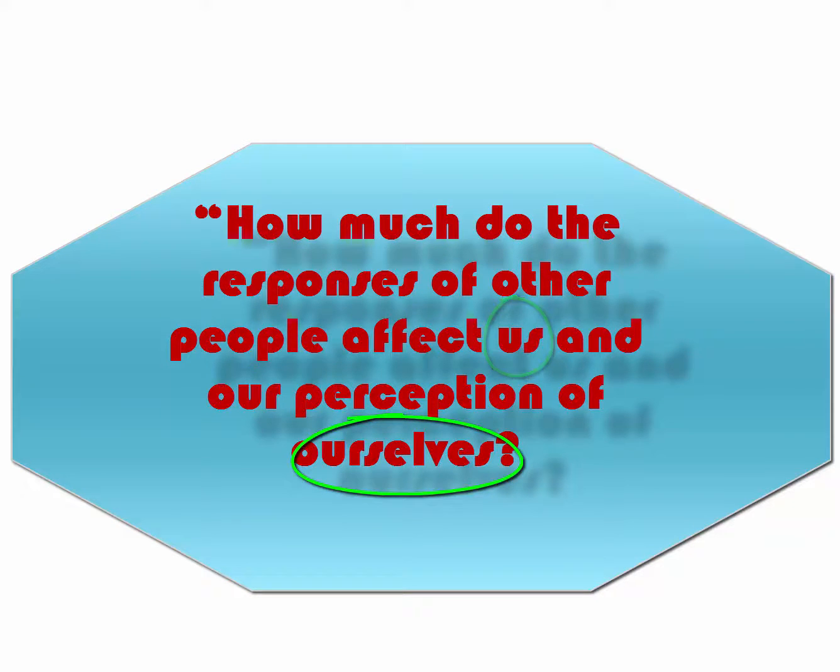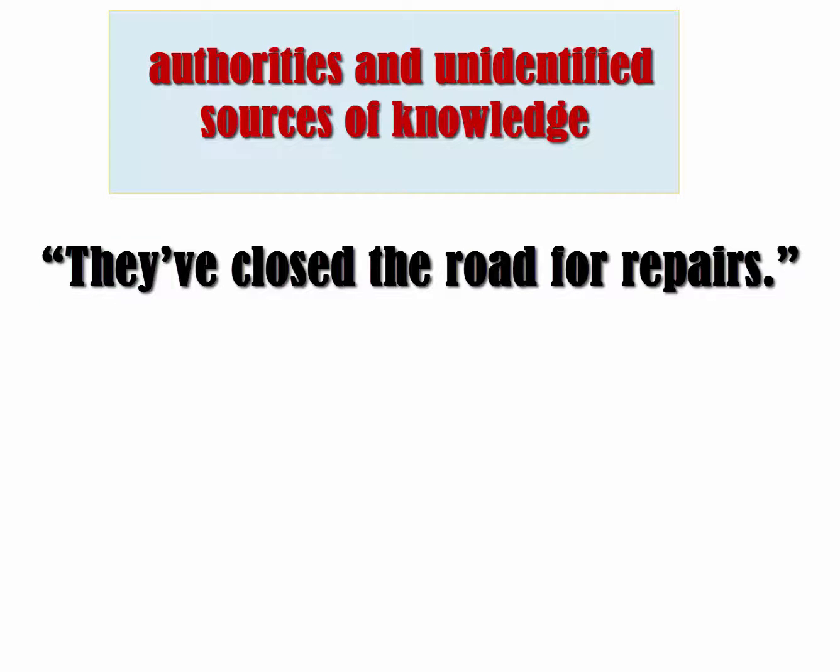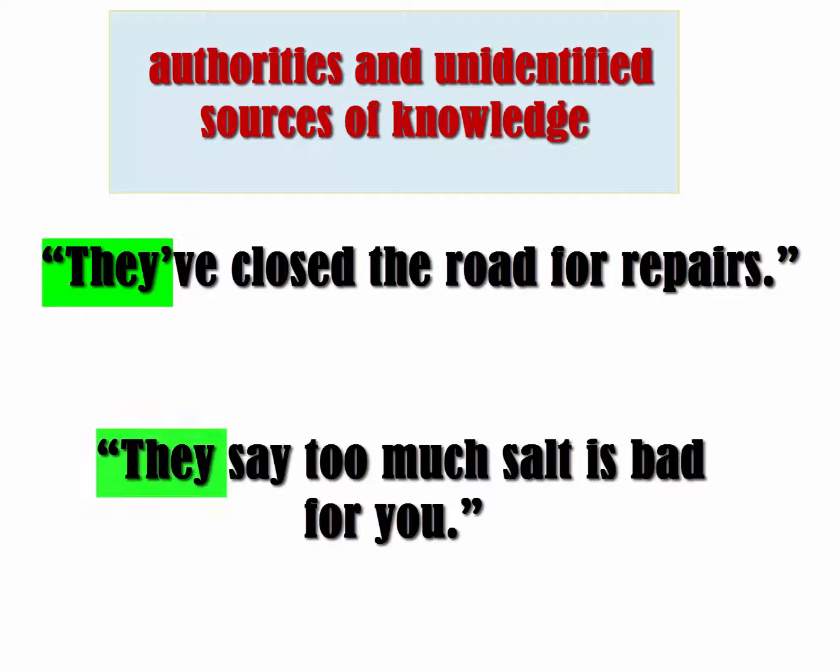The other impersonal pronoun is they, and it has many impersonal usages. One is used for referring to authorities and unidentified sources of knowledge. For instance, "They've closed the road for repairs," and "They say too much salt is bad for you."